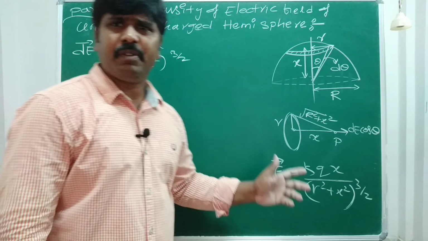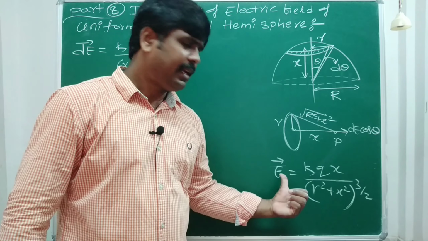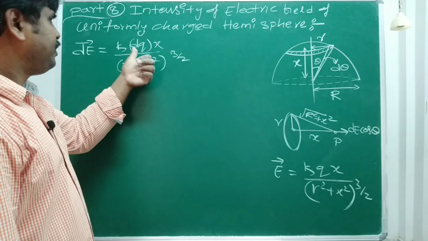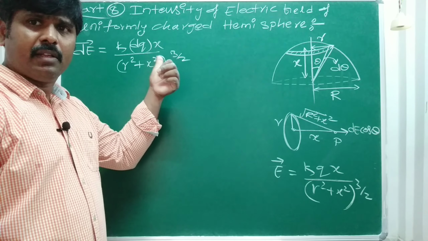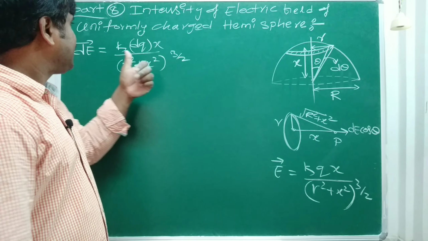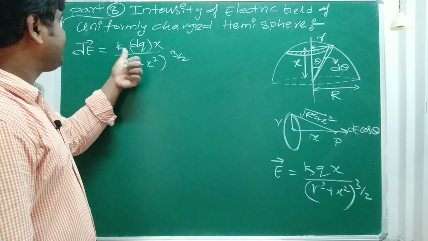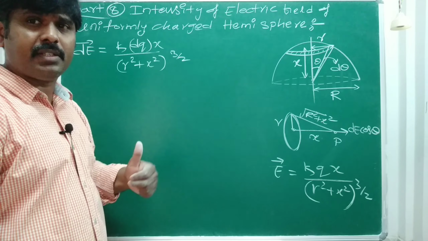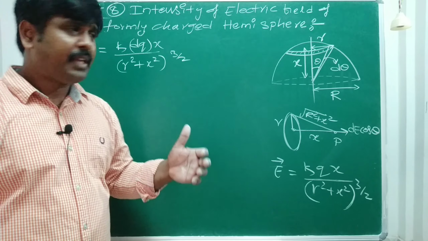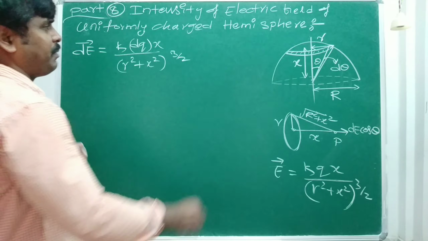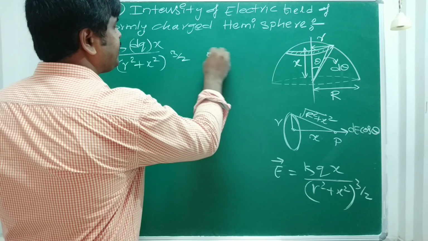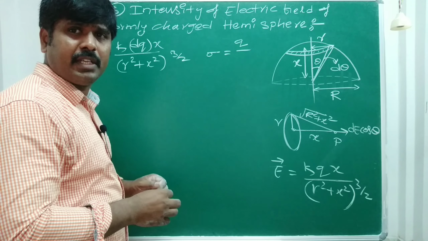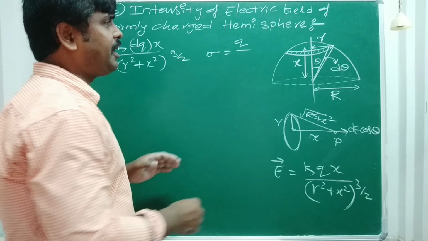So what is the difference between them? Here q charge is there, and the electric field is E for the total ring. For the small element of the hemisphere, dE is equal to k into dq into x, and the only variable is the charge dq. Now we have to replace the dq charge value from the basic formula sigma equal to q divided by area. So surface charge density is equal to charge divided by area.